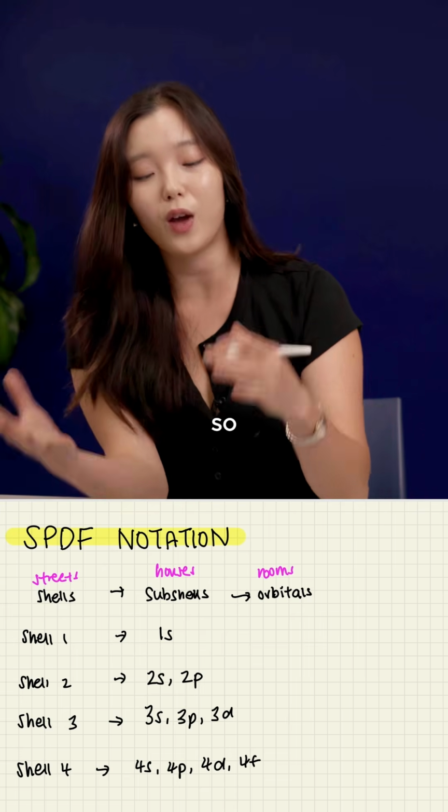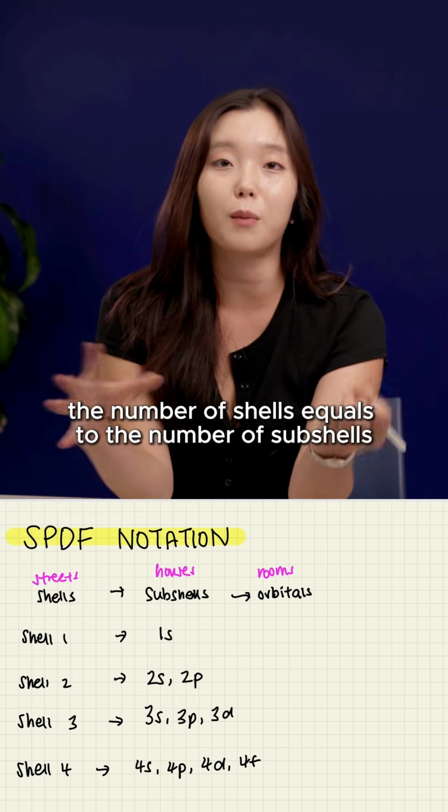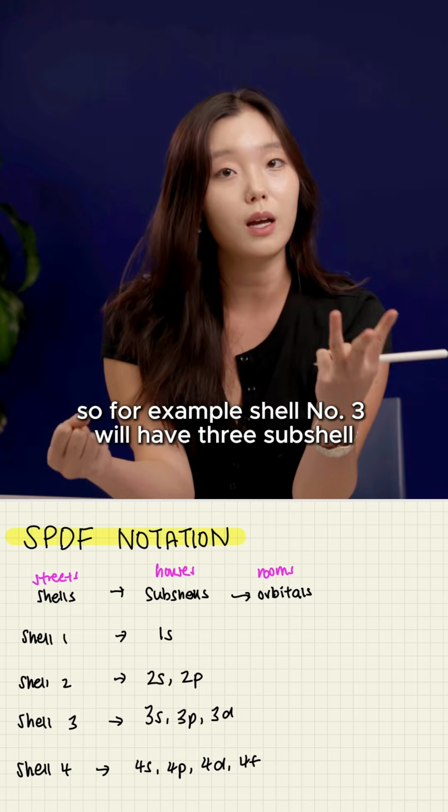Very simple, right? The shell number equals the number of subshells. For example, shell number 3 will have 3 subshells.